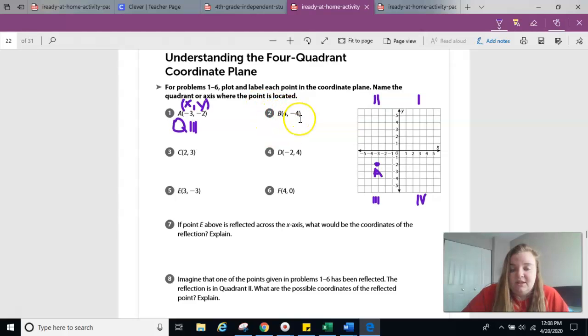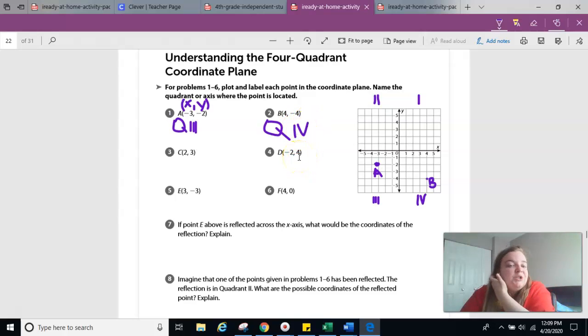Alright, we're going to go on to B. 4, -4. Same thing. 4 is the x, so we go to 4 on x and -4 on y. We're going to see where they meet, and it's right here, so we put a dot and write a B. We can see that it's in quadrant 4. So Q, 4.